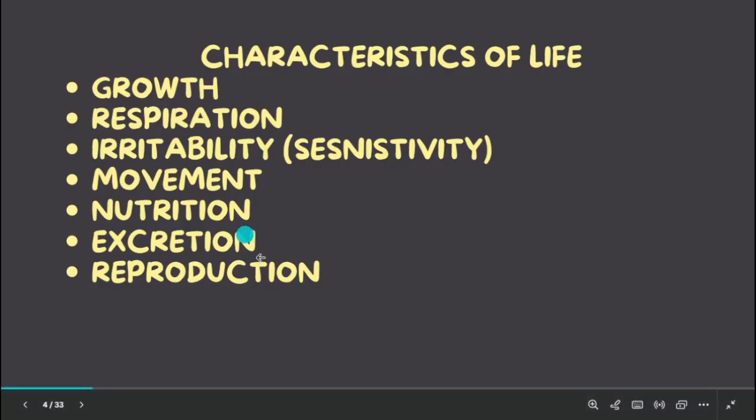Okay, so now some of the main characteristics of life. When we're talking about biology, we have to start right here, because if we don't, we cannot explain anything else that comes afterwards. Biology is the study of living organisms and their interactions with the environment: how they grow, respire, their sensitivity, movement, nutrition, excretion, reproduction. In order for something to be considered living, it has to perform all 7 of these functions, right?